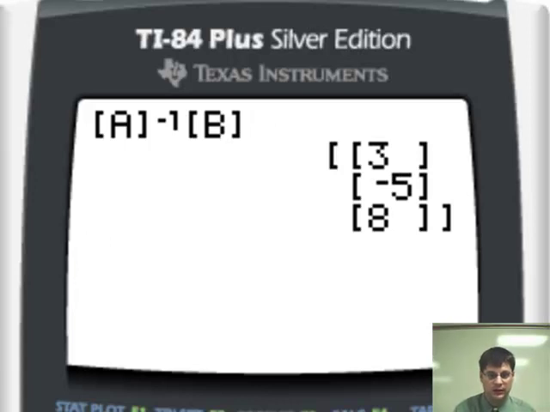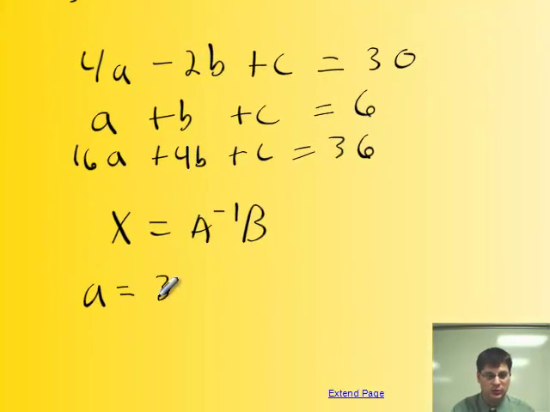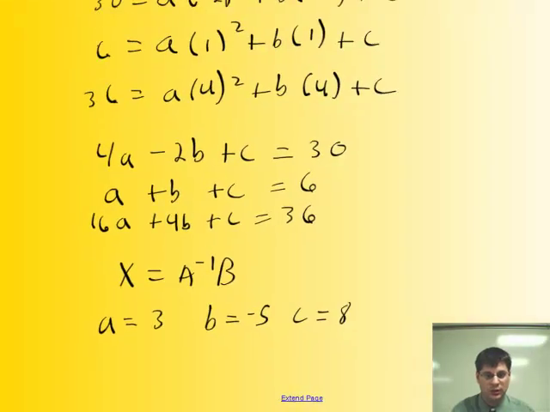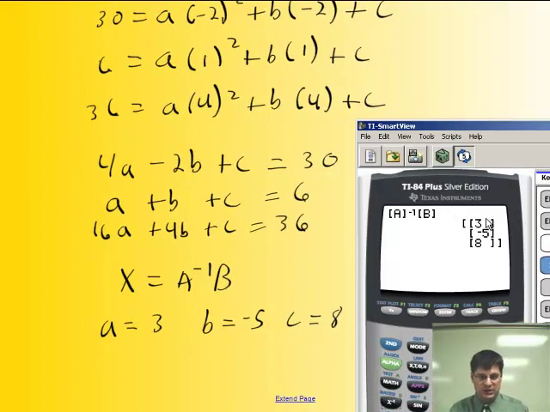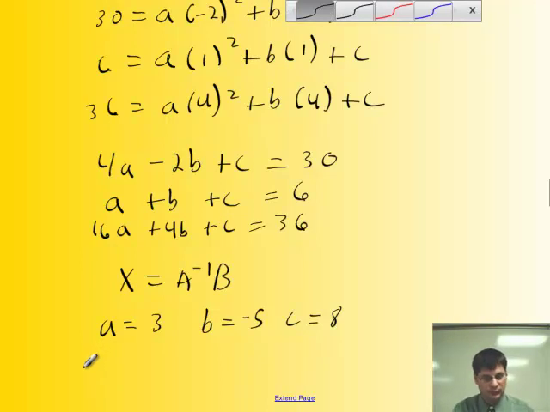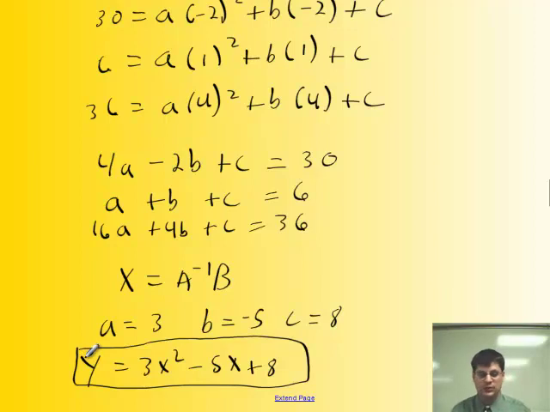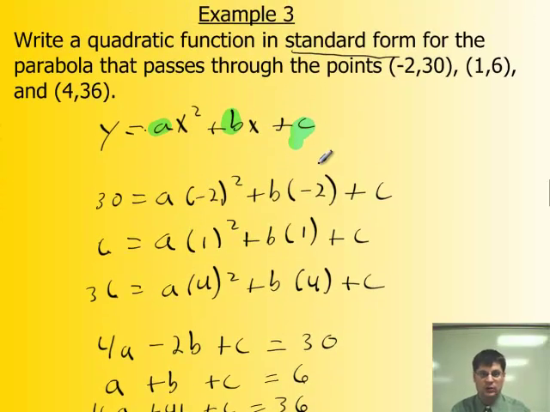And we're given 3, negative 5, and 8. So A is equal to 3, B is equal to negative 5, and C is equal to 8. As we can see, that corresponds here with the A, B, and C. Now that we have those, we can write our standard form. It would simply be y is equal to 3x squared minus 5x plus 8. And that is our equation in standard form. And if you enter that into your calculator and look at your table, you'll get the 3 points that were listed in our example.